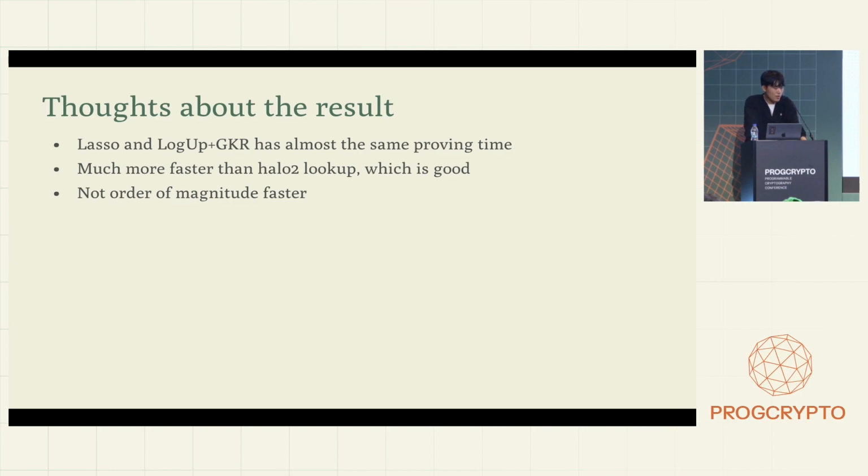So these are my thoughts about this result. Lasso and Lookup plus GKR are almost comparable to each other, and they are much faster than the Halo 2 lookup, which is very good. But still, they are not an order of magnitude faster in our real implementation.